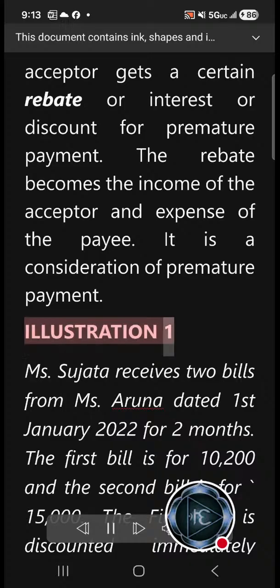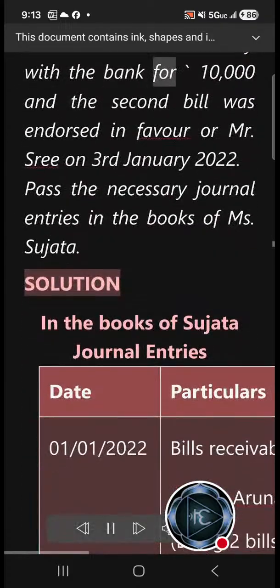Illustration 1. Ms. Sujata receives 2 bills from Ms. Aruna dated January 1st, 2022 for 2 months. The first bill is for $10,200 and the second bill is for $15,000. The first bill is discounted immediately with the bank for $10,000 and the second bill was endorsed in favor of Mr. Shri on January 3rd, 2022. Pass the necessary journal entries in the books of Ms. Sujata. Solution. In the books of Sujata, journal entries.